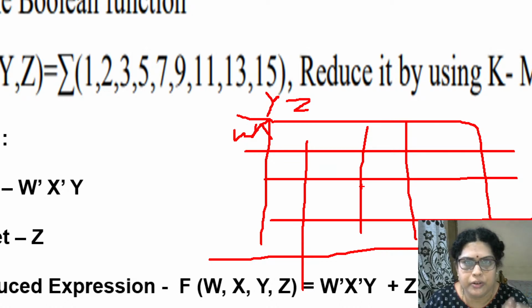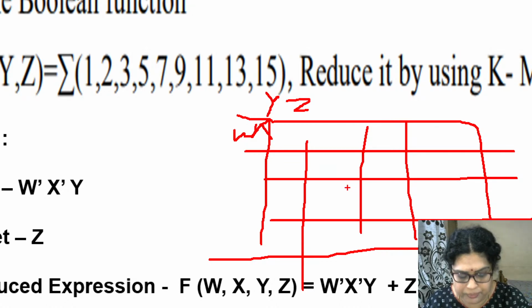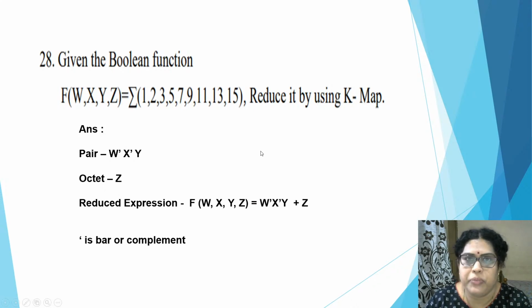Now I have done one separate video on my YouTube to do the K-map problems. Just have a look at that video. In detail I have explained using the K-map. For this particular question, the answer is W complement, this dash which is being put means the bar or the complement, X complement Y plus Z. So here there are two things you need to mark.